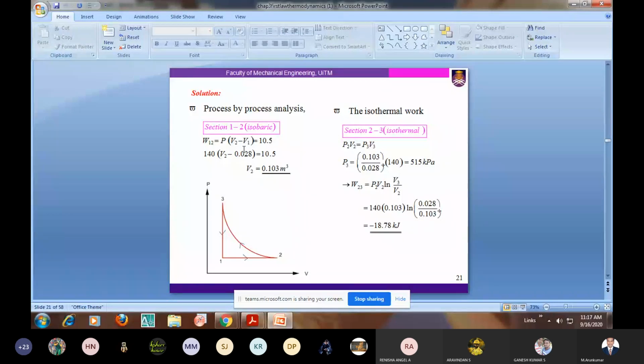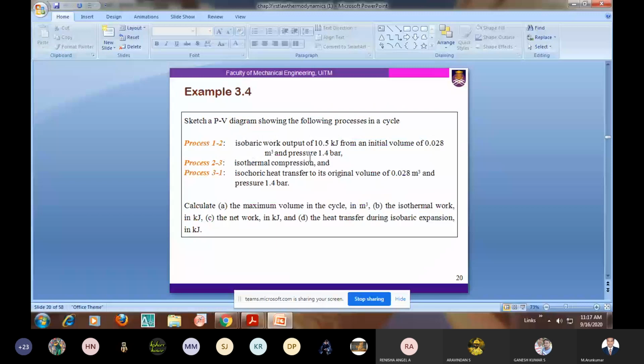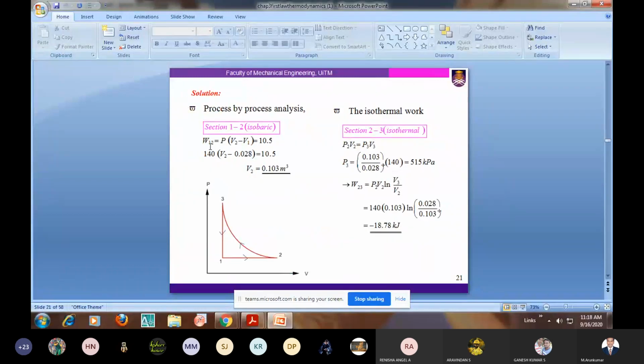Right. So V2 is not given. They gave the V1 value alone, V1 as 0.028. Then we have the value for W, and we also have the value for P. So if you substitute, we can find the V2 value.